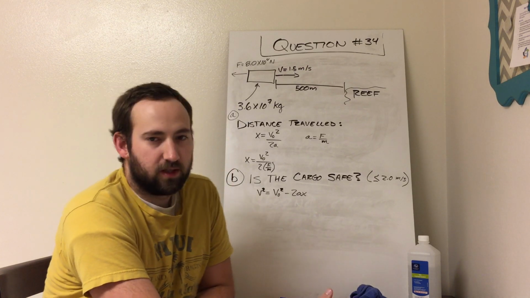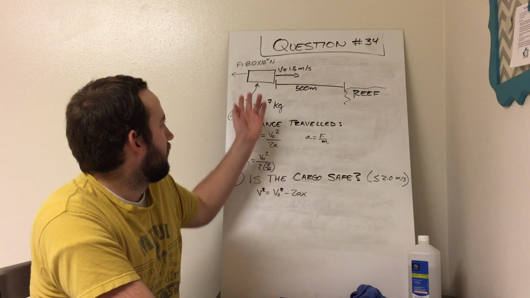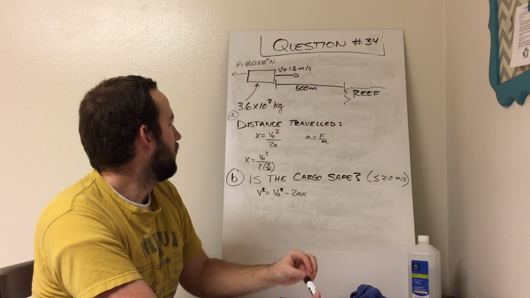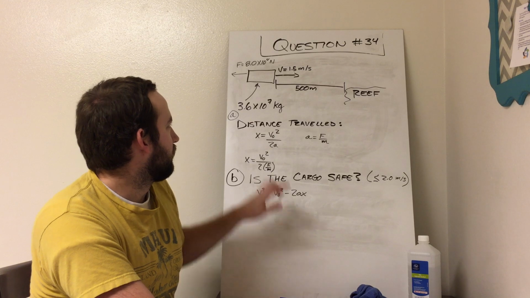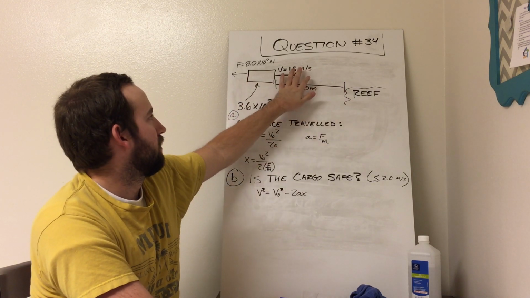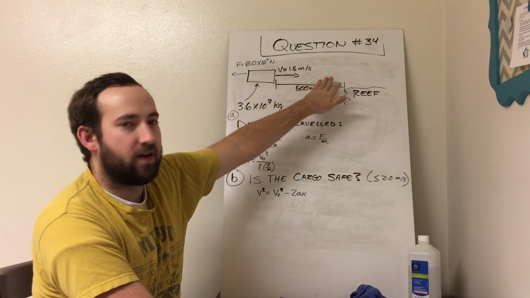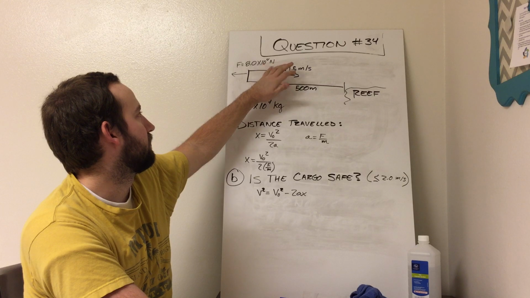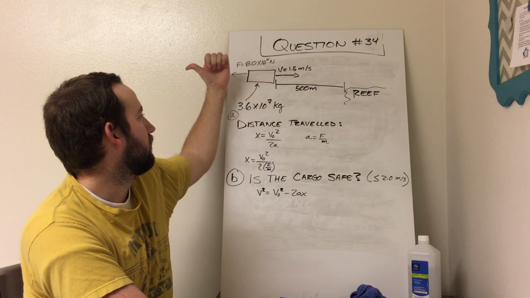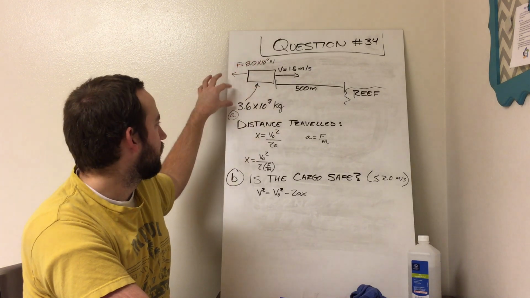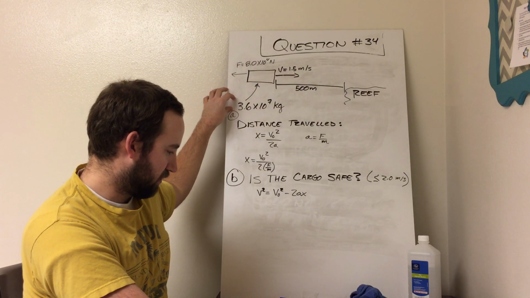It also gives a diagram that I drew very rudimentarily just to get the point across. Here's our tanker, 500 meters from the reef. The velocity is 1.5 meters per second. The force is the 8.0 times 10 to the 4th newtons going that way. And the total mass of the tanker and the cargo and everything is 3.6 times 10 to the 7th kilograms.